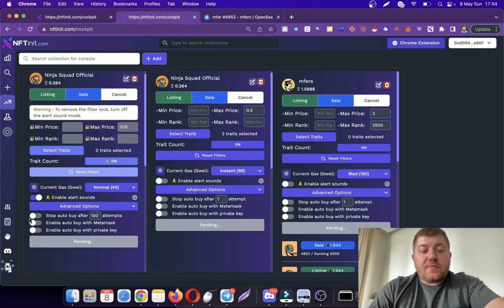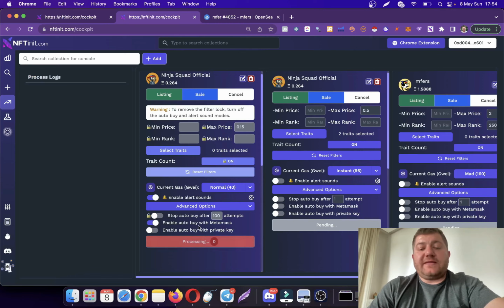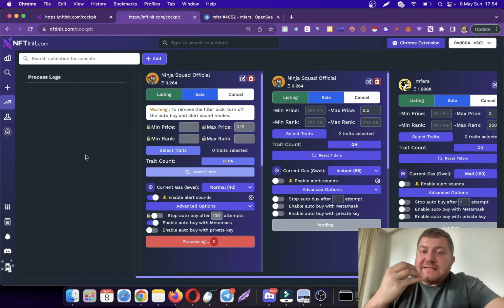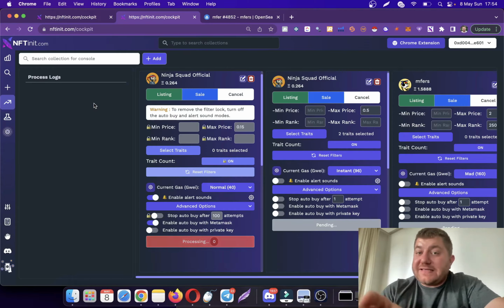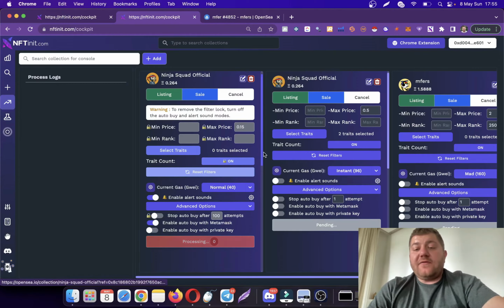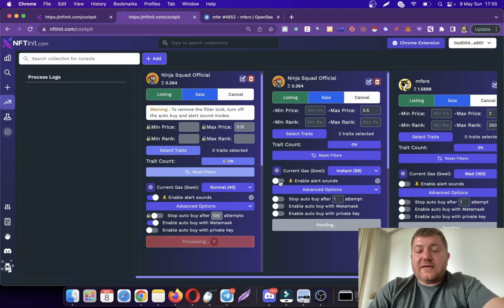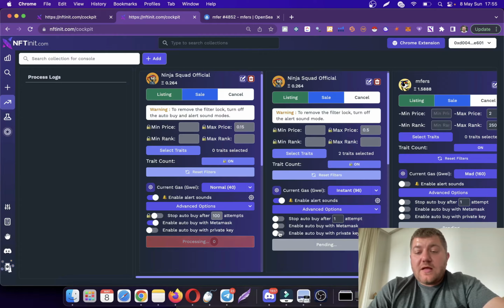For this one, I want the system to make the purchase with MetaMask. So it is going to pop up the MetaMask screen for me. And if it initiates the transaction, or if something gets listed here, you will see the process logs here. It will show you if your transaction went through, or it will show you the reason if it fails. And for this one, I want an alert sound as well.